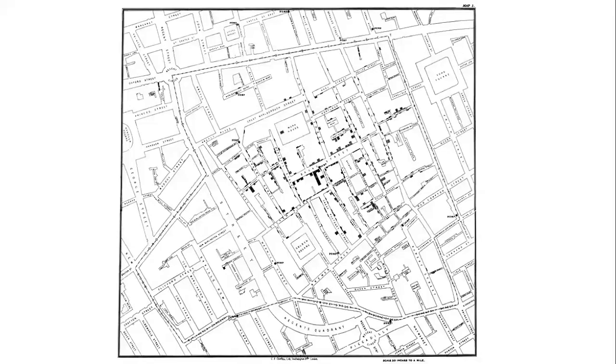Does anyone know what this map is? Feel free to either use the chat box or to just take yourself off of mute if you happen to know. It is a map of London. Yes, so it's a map of London. That's right. Does anyone know maybe specifically what it is? It's all right if you don't.